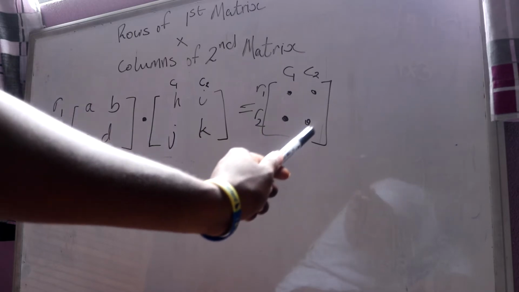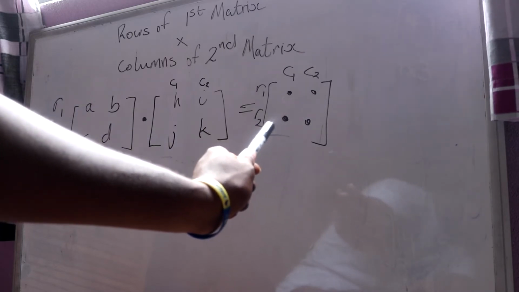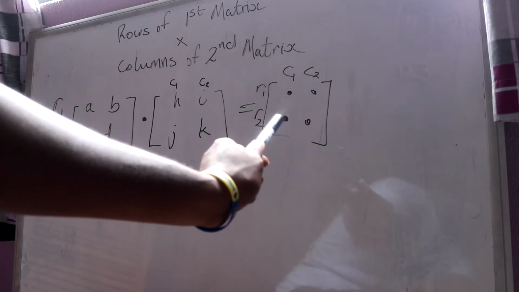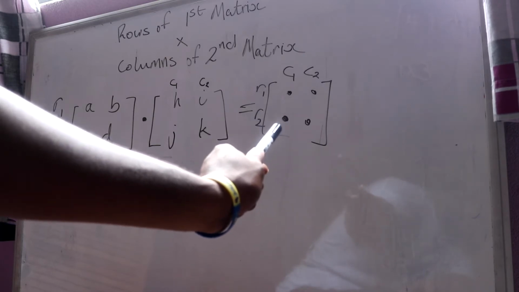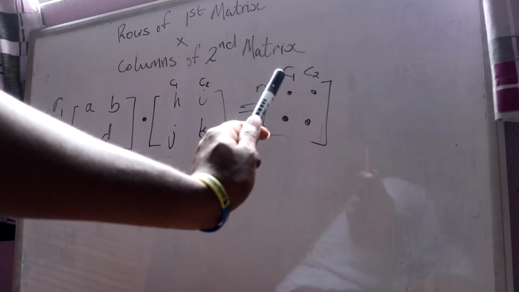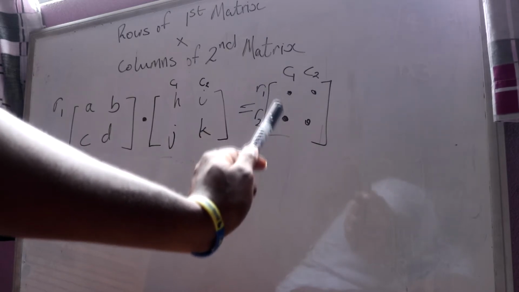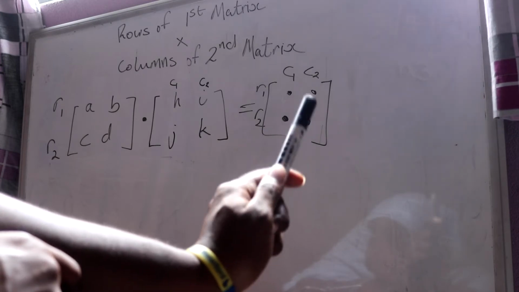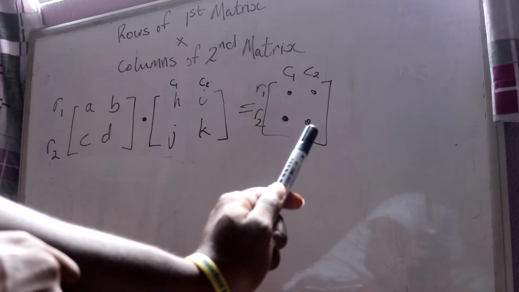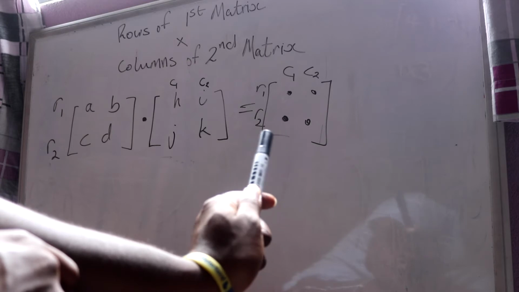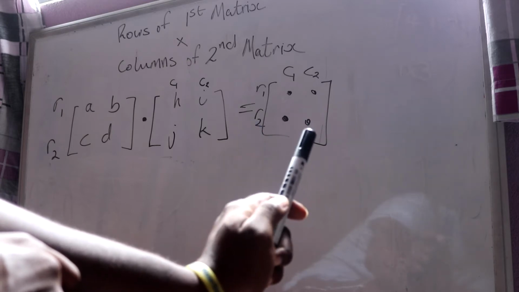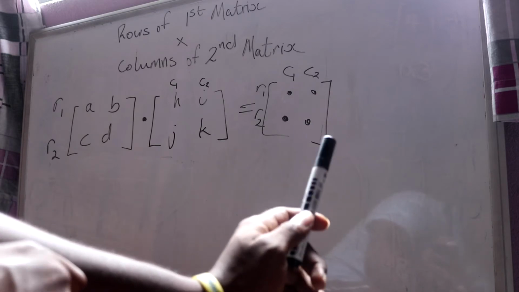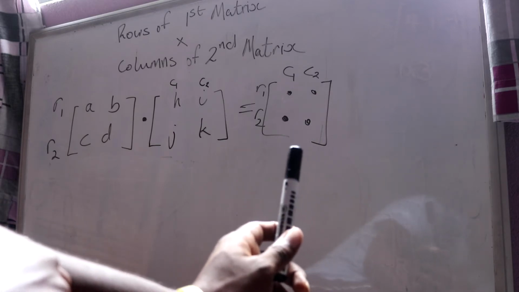This one is in row 2, so to get it we multiply all of row 2 by all of column 1, because this dot is in column 1. And this last one is in row 2 and column 2, so to get it you multiply all of row 2 by all of column 2. That's just a brief synopsis of what we're going to do.